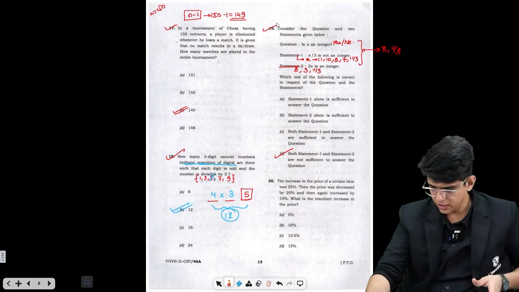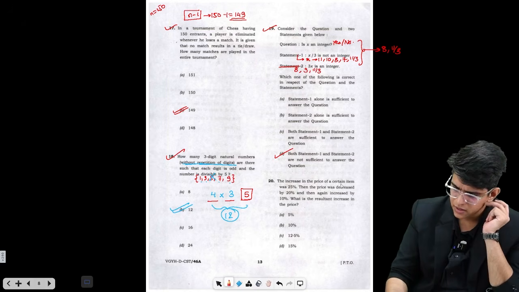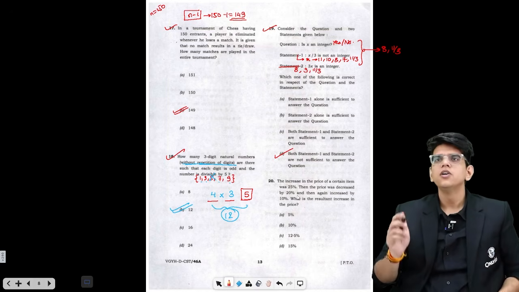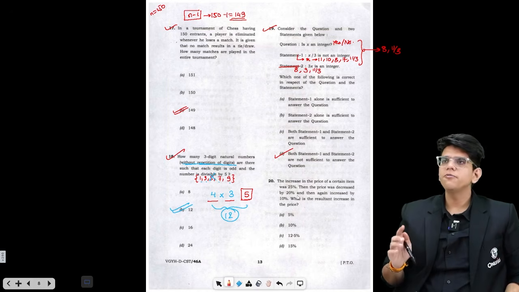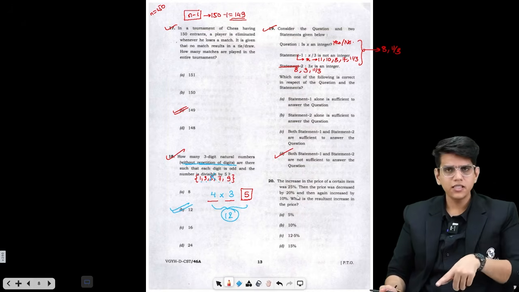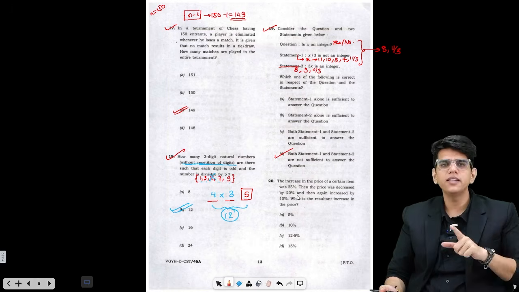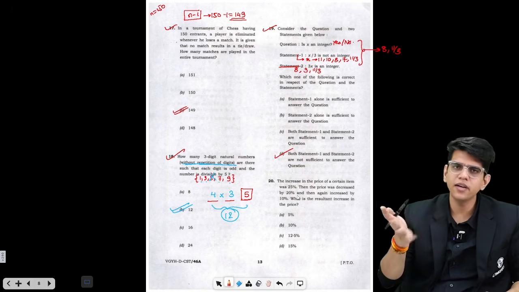Let's solve question number 20. An increase in price of a certain item is 25%, then a decrease of 20%, then an increase of 10%. Remember one thing: when all the things are in percentages, the thing discussed in the question is also in percentages, and the options are also in percentages, you can start by assuming 100.